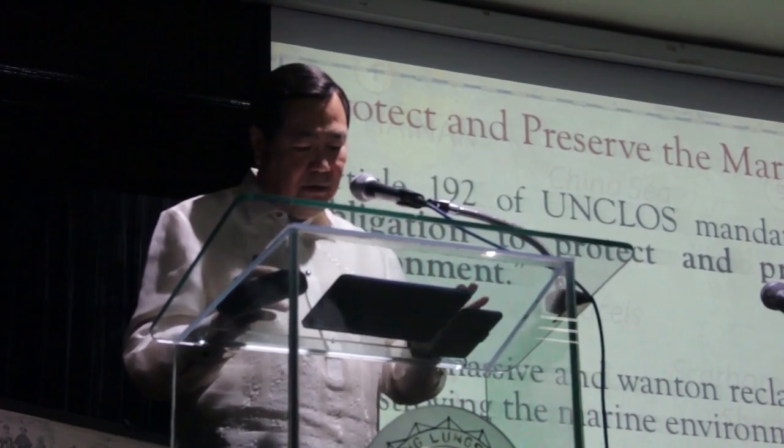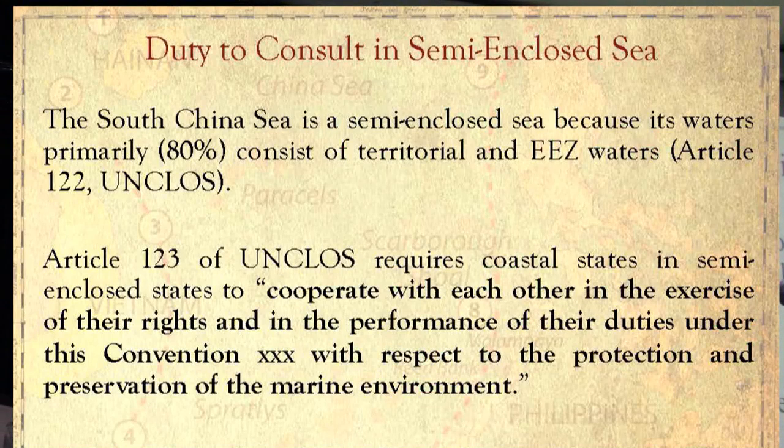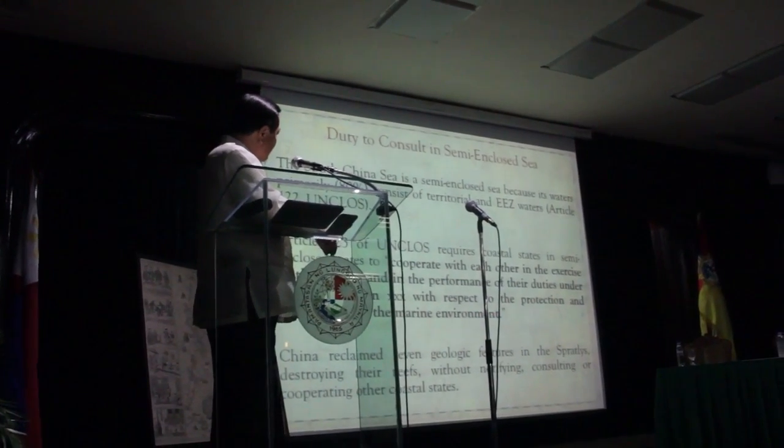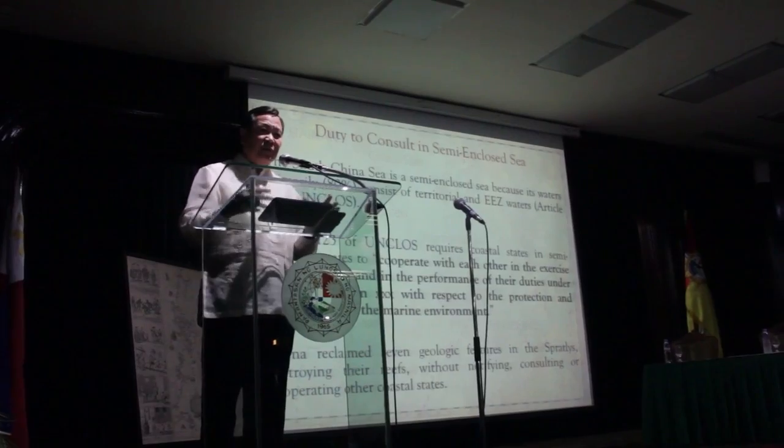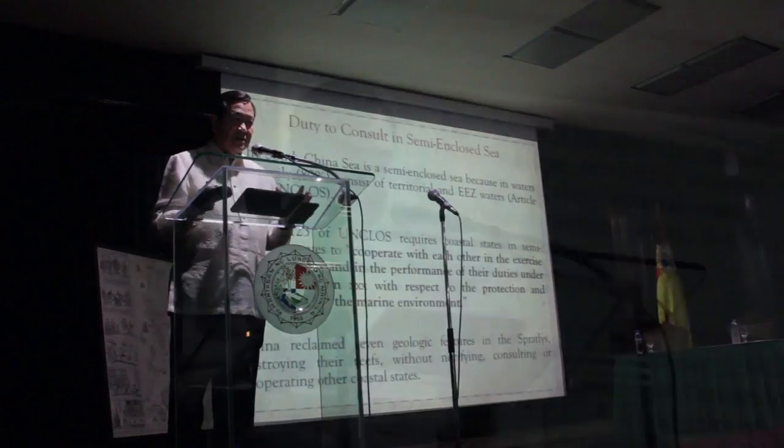So we have a ground to ask for a provisional measure. And there is also a duty of coastal states in semi-enclosed seas. The South China Sea is a semi-enclosed sea because 80% of the waters are either territorial or EEZ waters. Now, Article 123 of UNCLOS says coastal states in semi-enclosed seas must cooperate with each other in the exercise of their rights and in the performance of their duties with respect to the protection and preservation of the marine environment. In other words, before China conducted its reclamation, it should have consulted with all coastal countries.